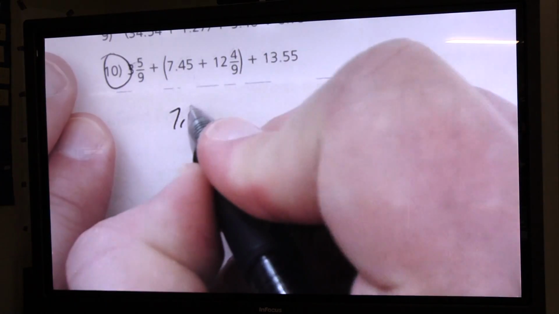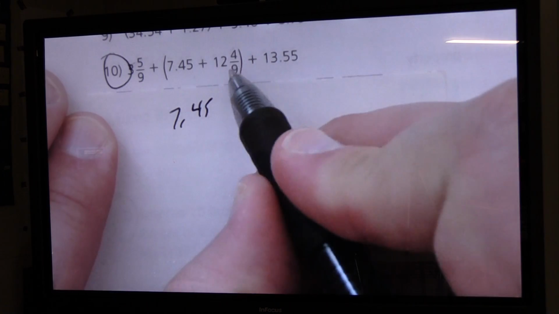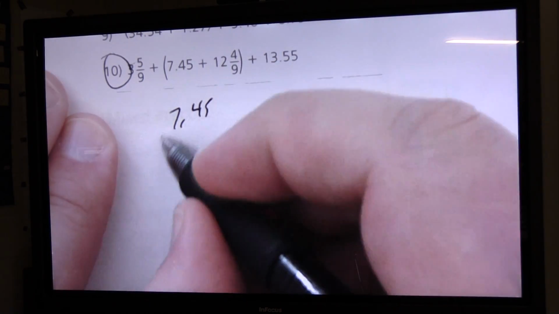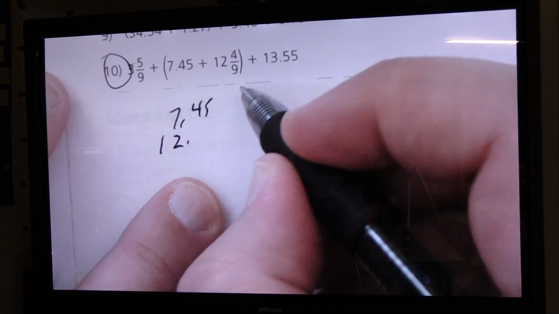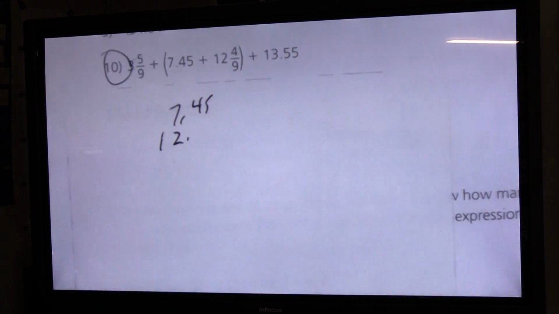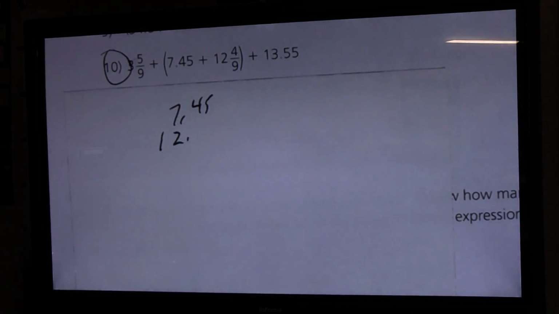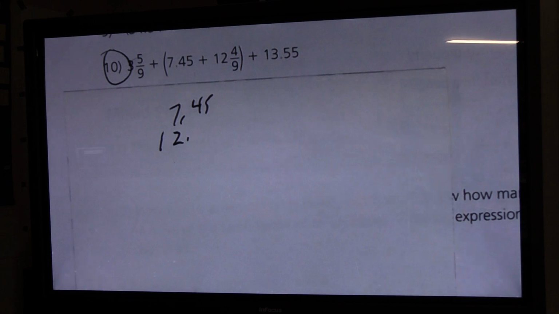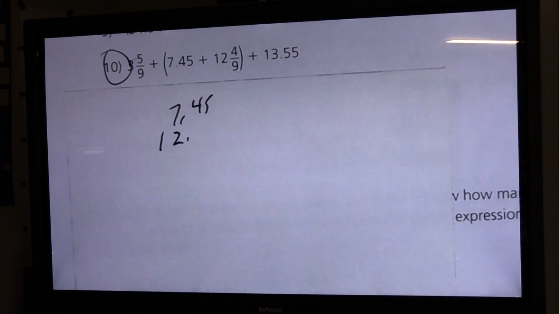So I have 7.45, and now I'm going to convert this to a decimal. I'm going to have 12 here, point, and now this 4 ninths. In order to make that a decimal, and I'm looking around my class, hoping I have a lot of active listeners. Are they looking at the Mondo pad like they should be? Okay, I see some kids working along with me.